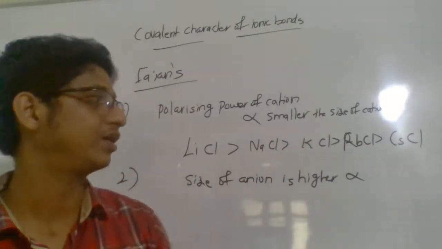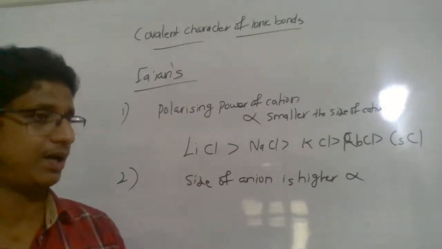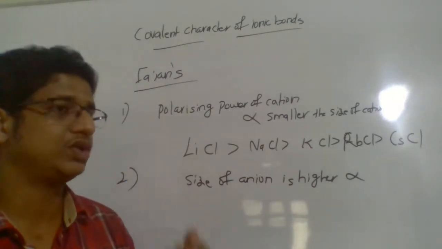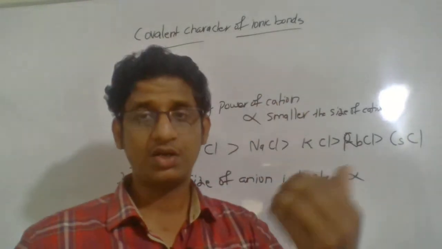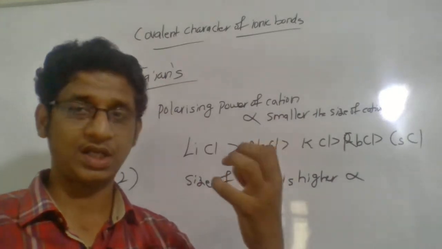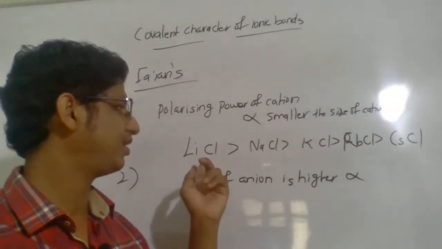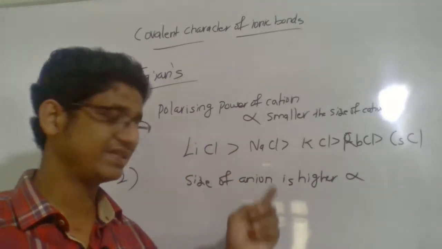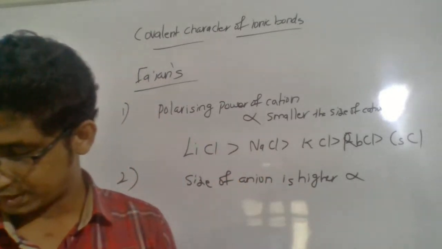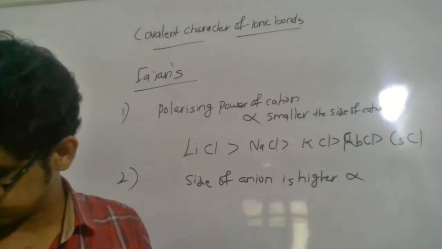That's the second point. Similarly, the smaller the size of the cation, the more effect the nucleus has on the distorting power. So that is always the case: the smaller the size of the cation and the higher the size of the anion, the greater the covalent character.